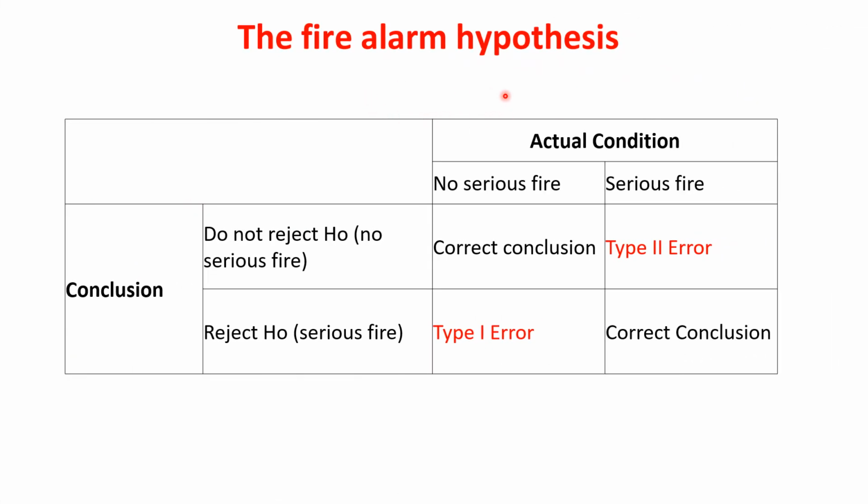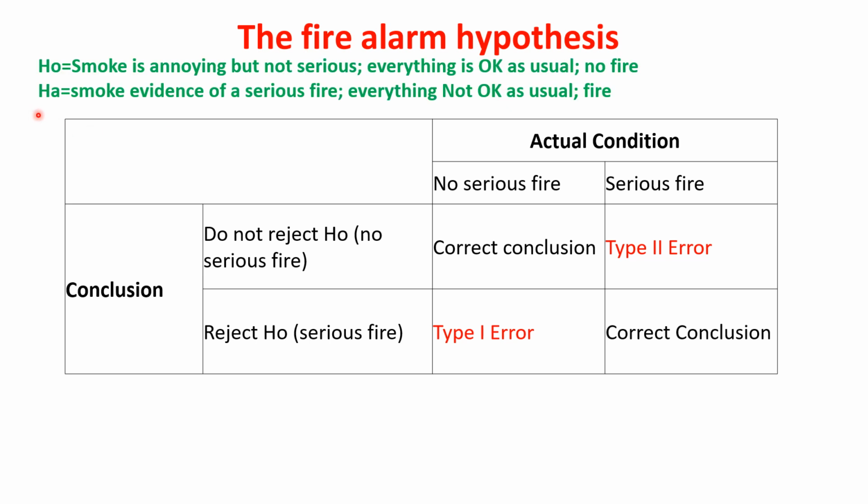Just rewrite this hypothesis in tabular form. Now H0, no fire. Here we are assuming nothing is changed. So situation is normal, as regular as it is. So no fire, that is H0. Alternative hypothesis is a fire.